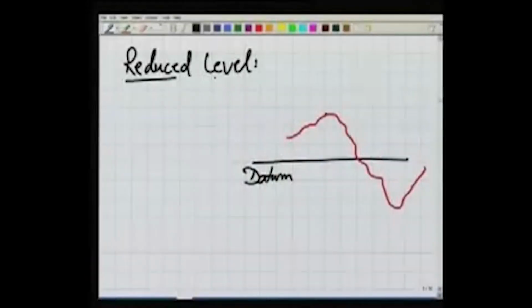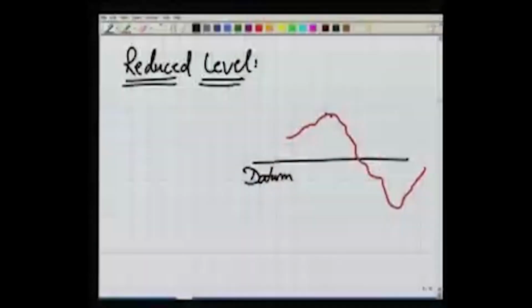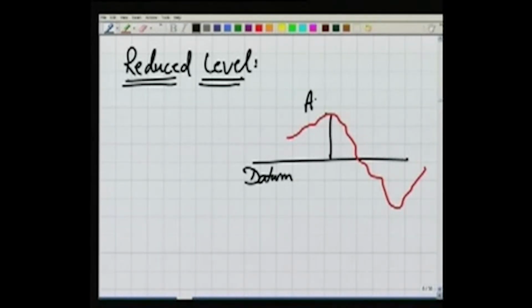Let's go for another definition, and this is the definition of reduced level. So far we were referring to heights or elevations of points, but in surveying we mostly say reduced level. What is the meaning of this? The elevation of a point, for example A, from the datum is the reduced level of this point A. Similarly, this reduced level could be positive or negative. Whenever we are referring our levels to a datum, we call them reduced levels.